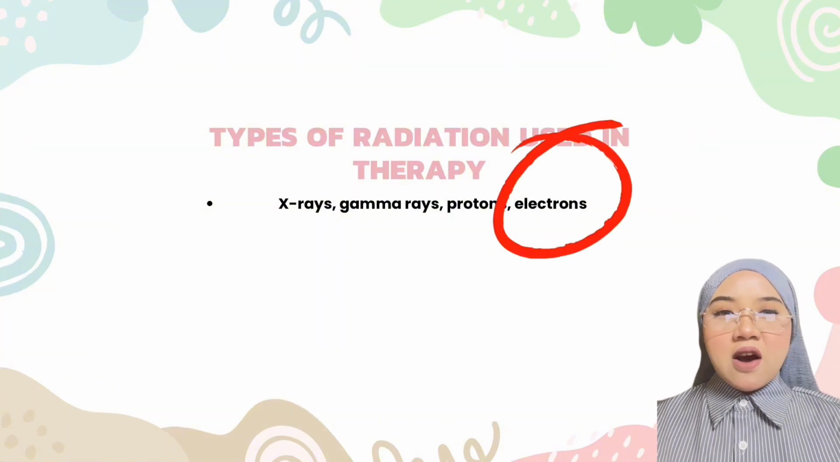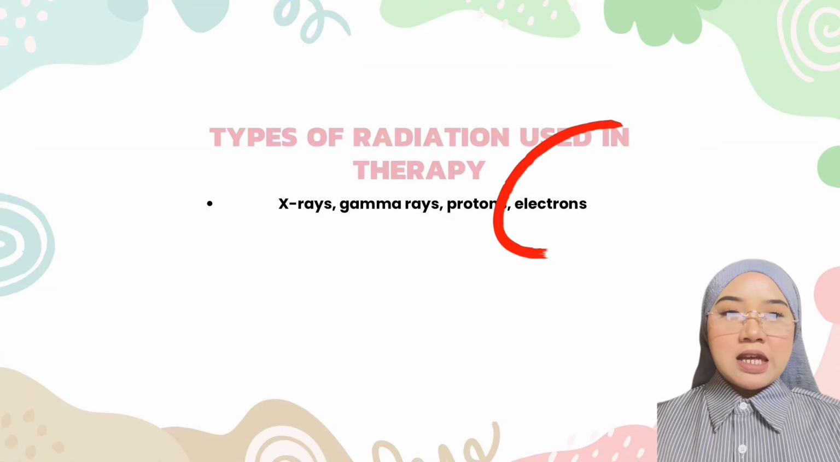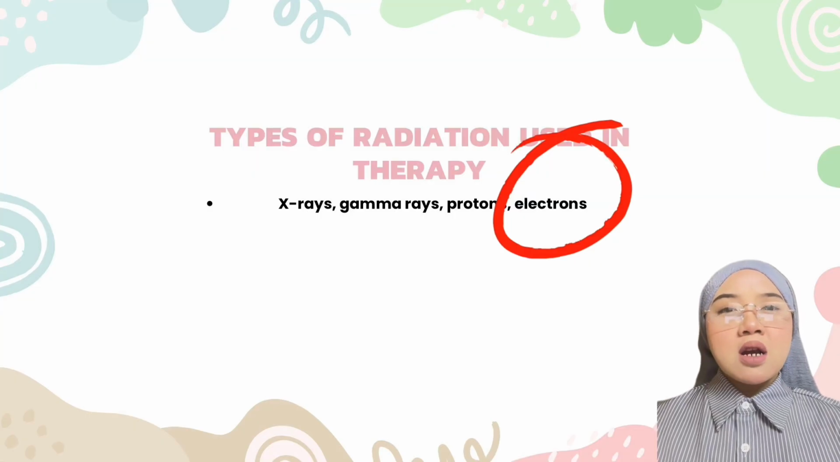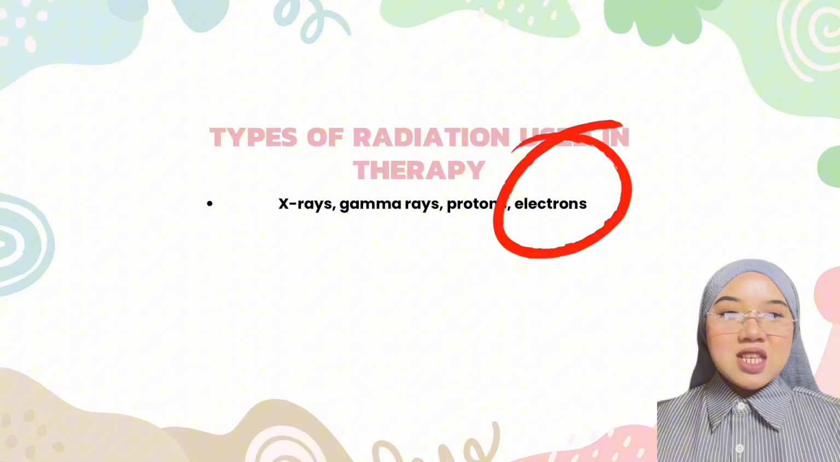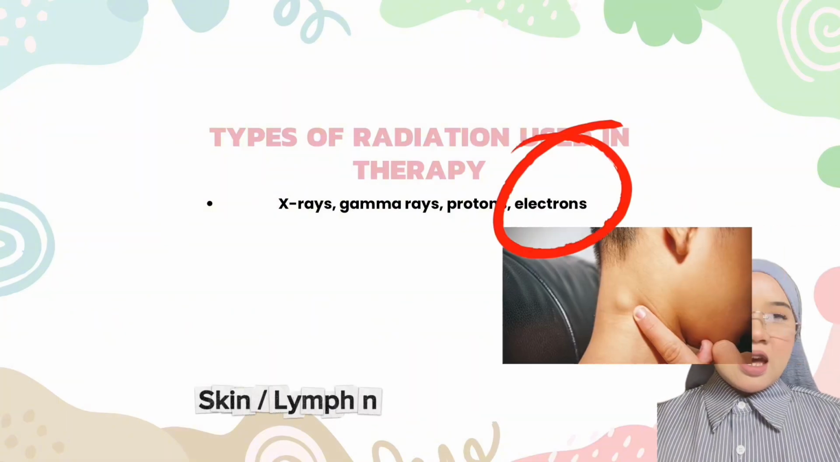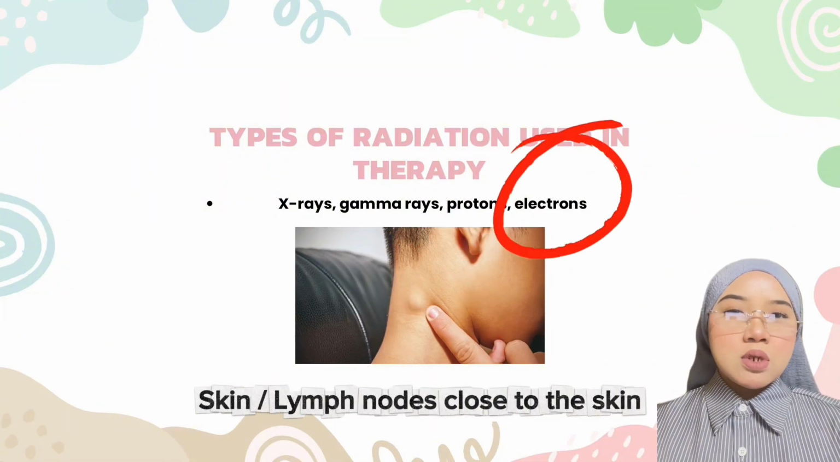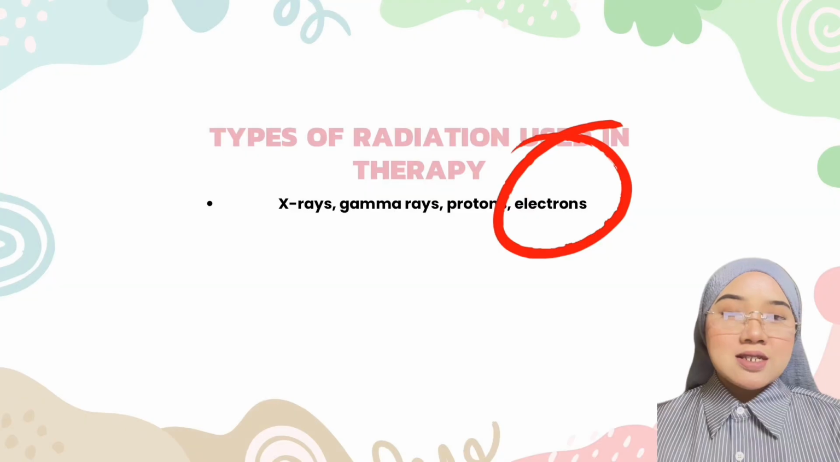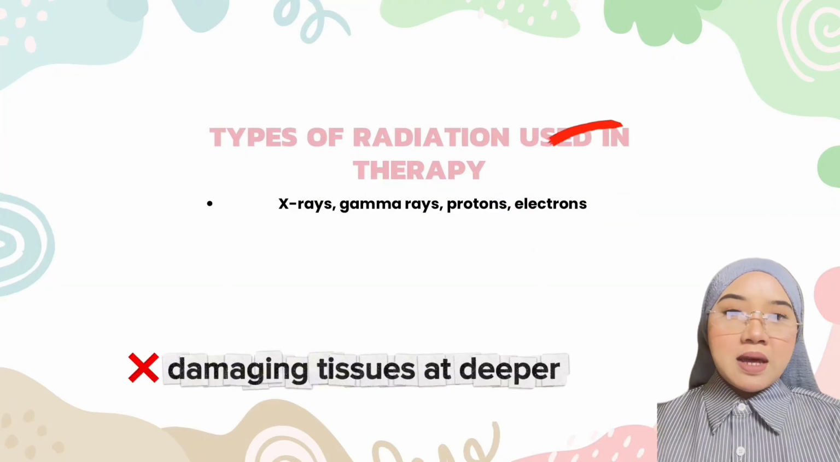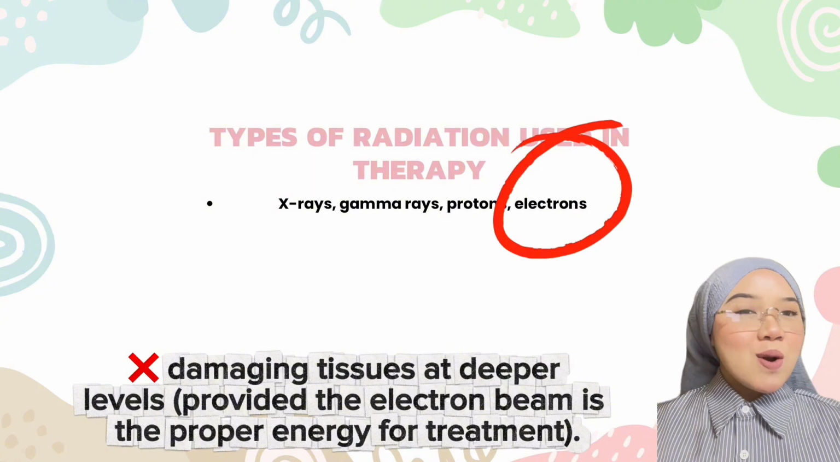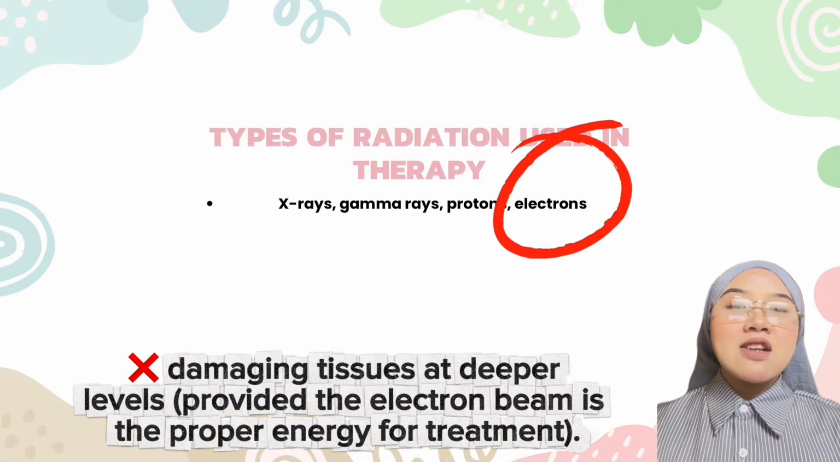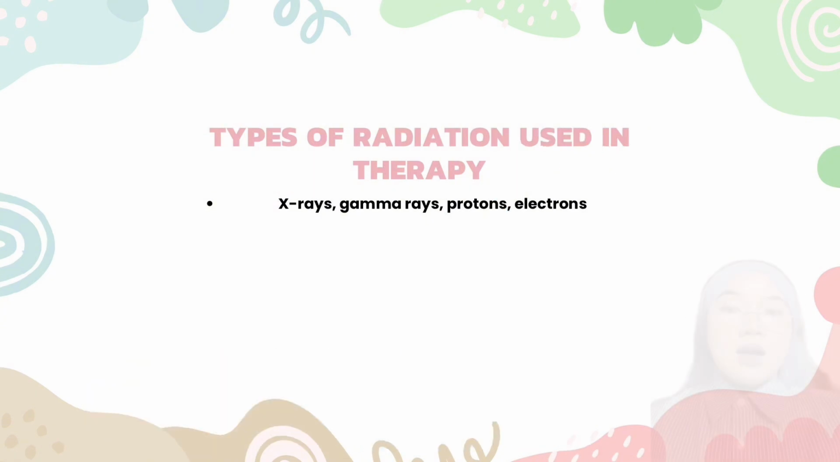Because of this finite penetration in tissues, electron beams are generally used to treat cancers of shallow depths, such as skin and lymph nodes close to the skin, without damaging tissues at a deeper level, provided the electron beam is the proper energy for the treatment.